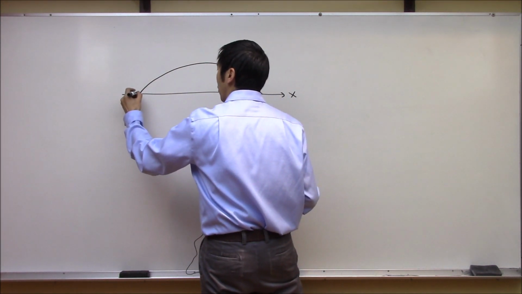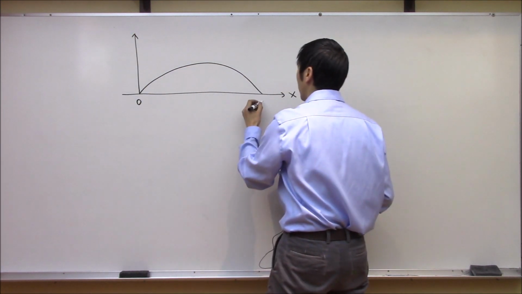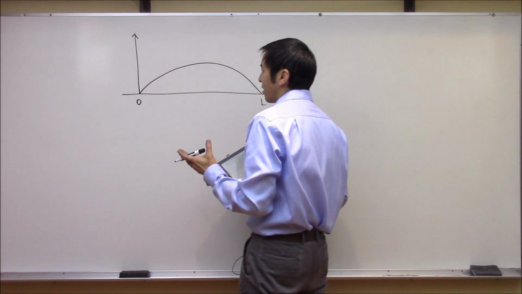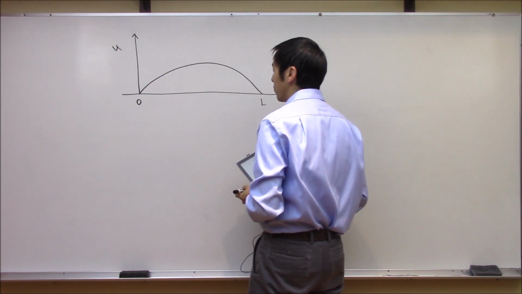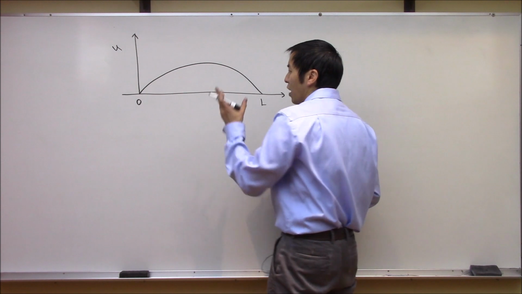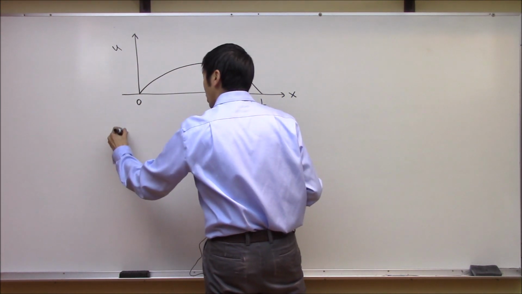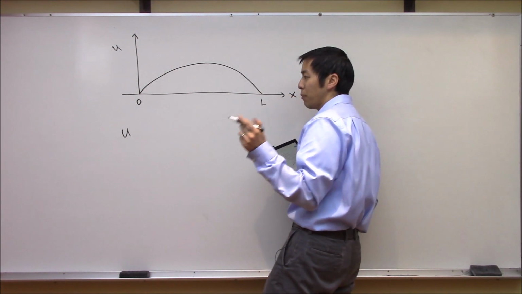So maybe let's put this end here at 0, and maybe we'll say this thing has a length of L. And what I would again like to say here is we want to measure the deflection. Let's call this just U. Now, what makes this interesting is if you think about this long enough, the deflection of the string, U, is actually a function of, in this case, two independent variables.